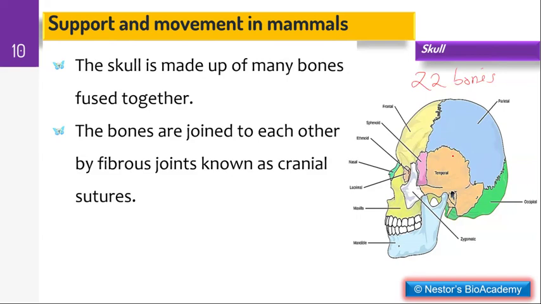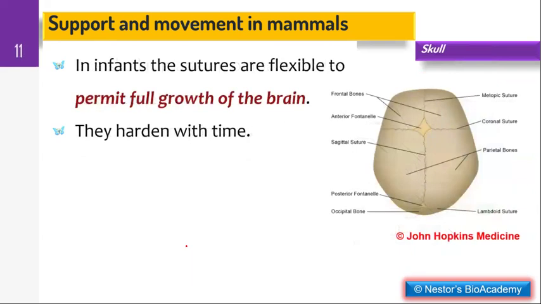These ones are usually some fixed joints being referred to as sutures. One is called a suture. So the bones are always joined to each other by some fibrous joints we always refer to as sutures. Take note that in infants, usually, the sutures are always very flexible, and this flexibility is always important to enable the full growth and development of the brain before they can later on harden.